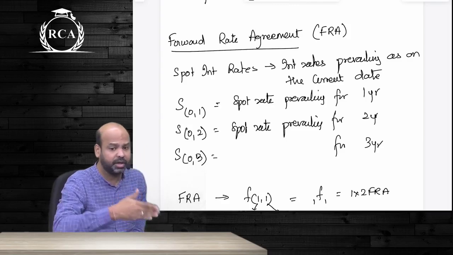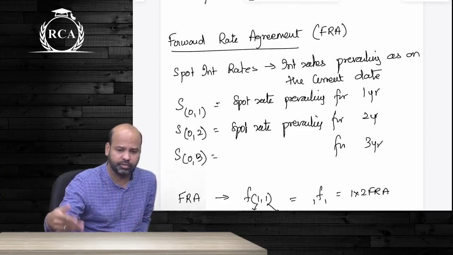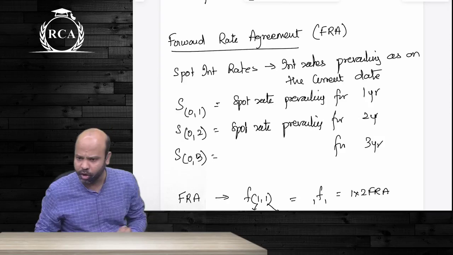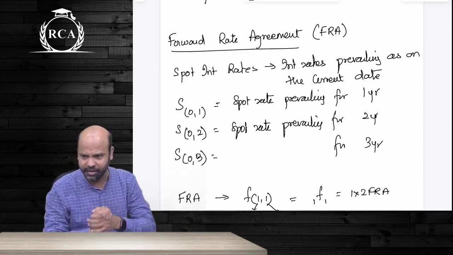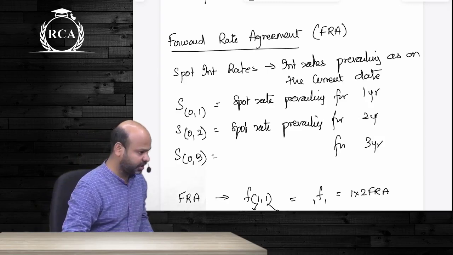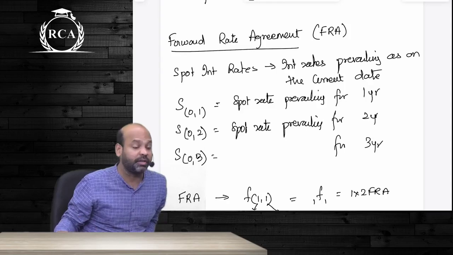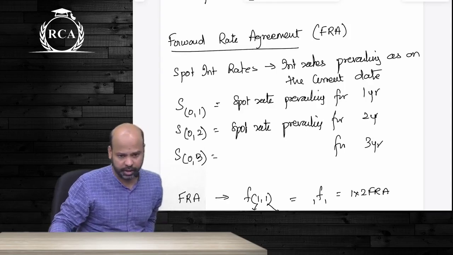Spot rate can be for different maturities. You can have spot rate for 1 year, 2 years, 3 years, 4 years, 5 years. If it is spot rate for 5 years, it is S05. If it is spot rate for 4 years, it is S04. If it is spot rate for 3 years, it is S03. Spot rate for 2 years is S02. Using these spot rates, we have arrived at forward rates.